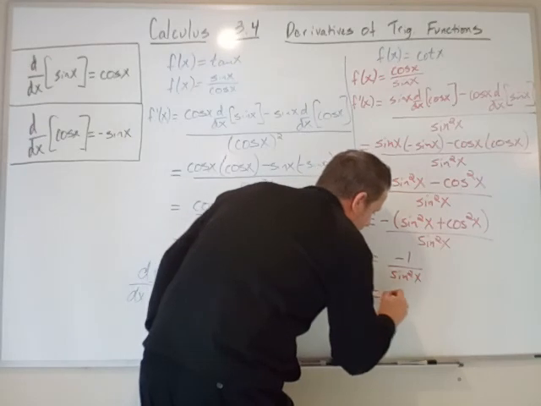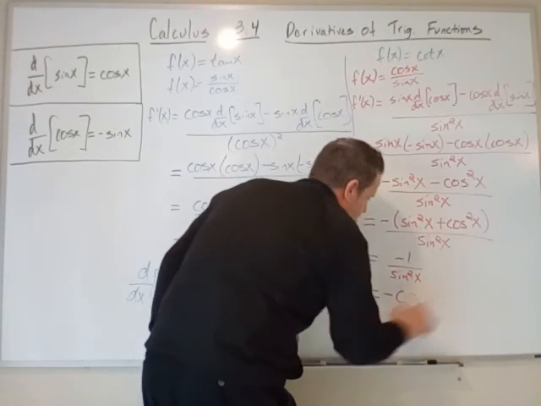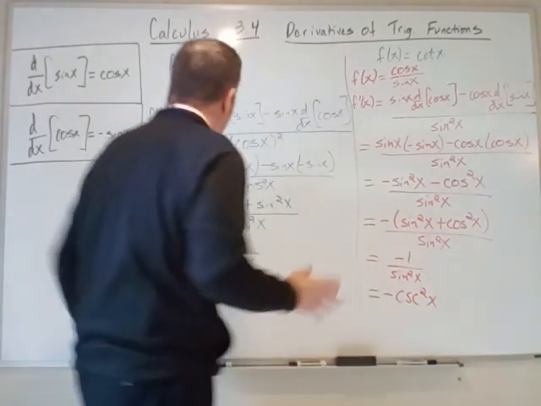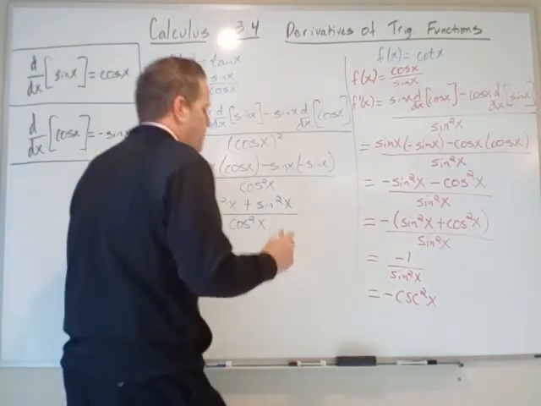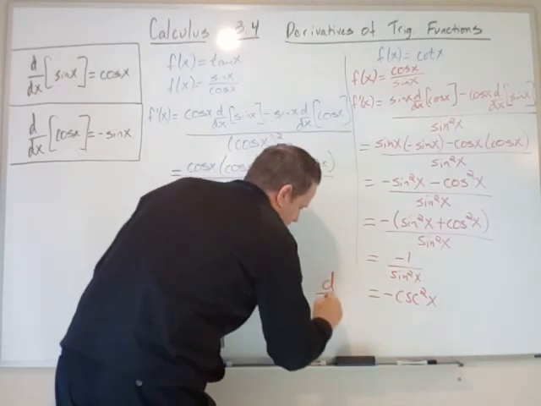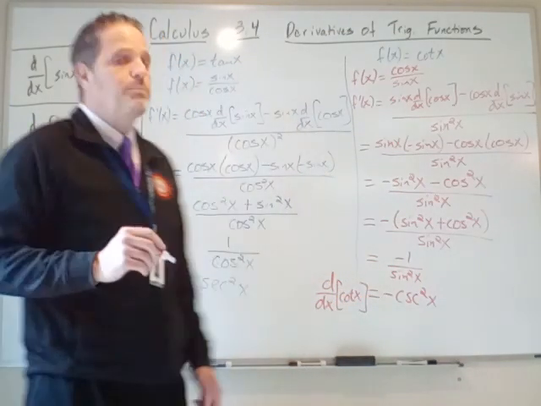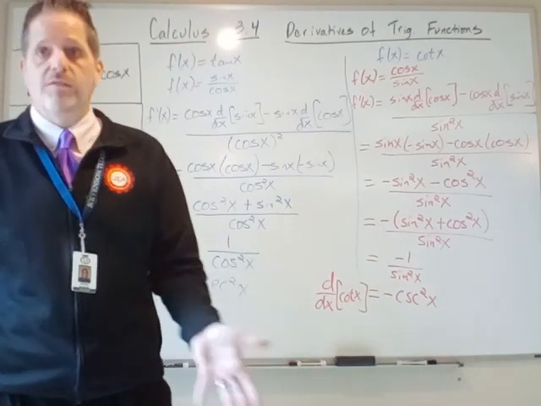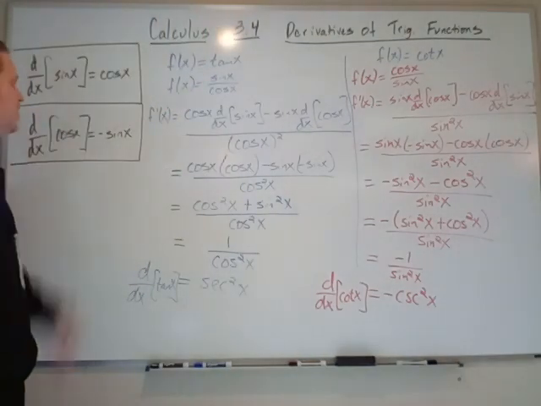So in this case, don't forget about the negative sign. So we've got the negative cosecant squared of x. And again, what is that? That is the derivative with respect to x of the cotangent function. Ran out of room here. So my derivative with respect to x of the cotangent of x is equal to opposite cosecant squared of x. So we just derived the derivatives for tangent and cotangent using the derivatives of sine and cosine.